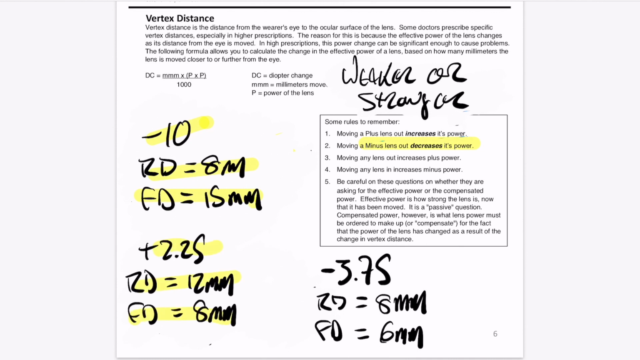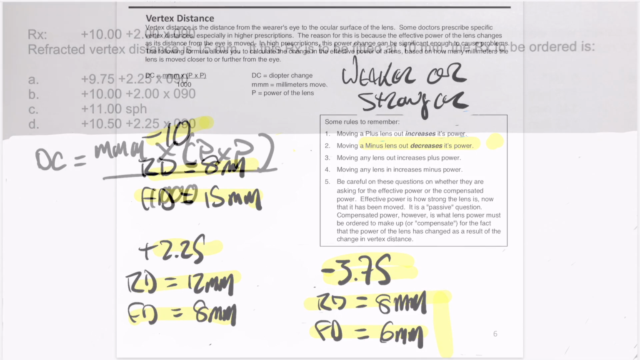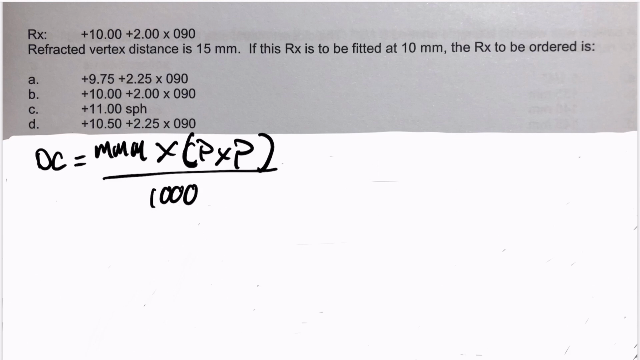+2.25 refracted at 12 with a fitting distance of 8. This is a plus lens, and we are moving it in, and moving a plus lens out increases its power. So moving a plus lens in will make it weaker also. And lastly, -3.75 refracted distance of 8 millimeters to a fit distance of 6 millimeters. Again, if we move a minus lens out, it decreases its power. We are moving this one in by 2 millimeters, so it is going to increase its power. So weaker, weaker, stronger.